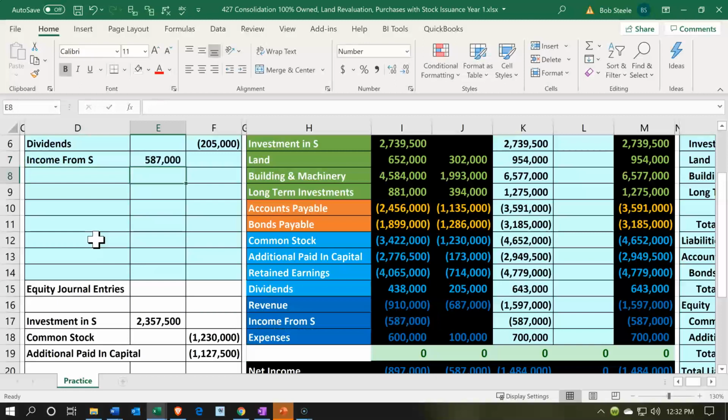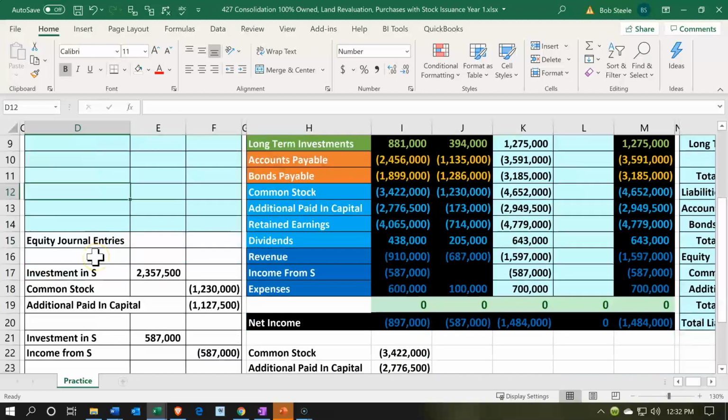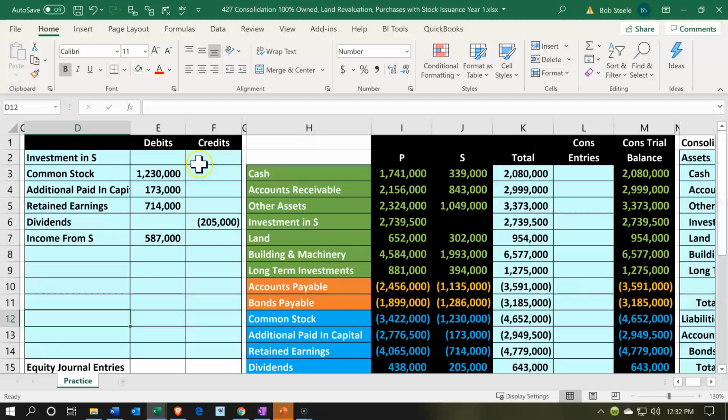Now, if we had no revaluation happening here on the purchase, if the purchase was made for the book value, as we've seen in prior presentations, then the difference, the plug, if I did my little plug entry up here, would equal this amount, as we saw in prior presentations.